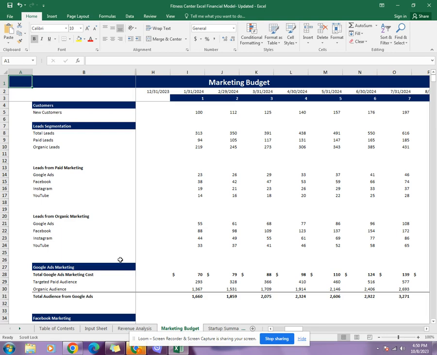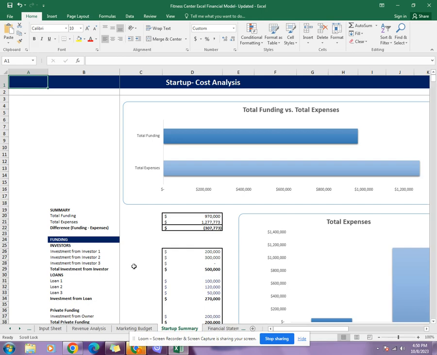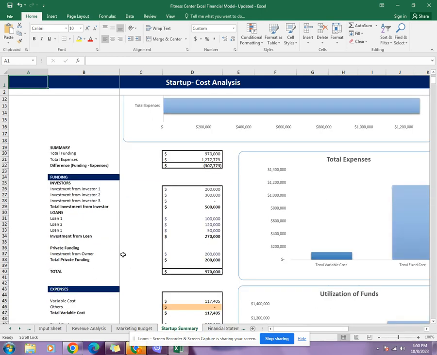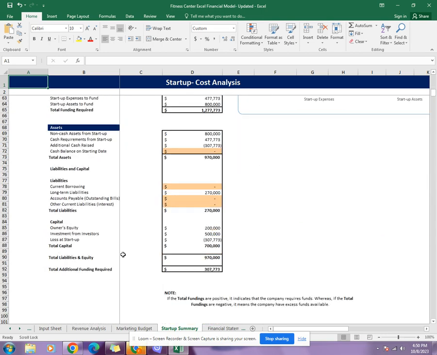Then comes the marketing budget. The marketing budget basically tells you about the digital marketing cost that is being incurred by the business in the next 60 months. Then comes the startup summary. This tells you about the total fundings, total expenses, total assets, liabilities, and equity of the business in the first month. It also highlights the total additional funding that will be required in the first year of the business.